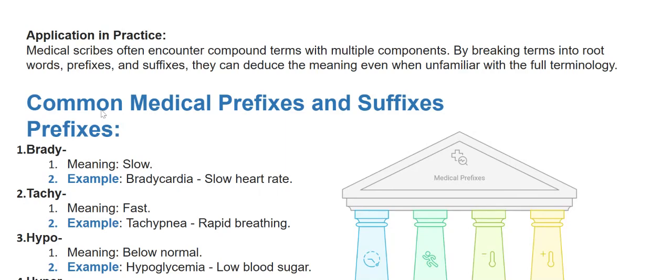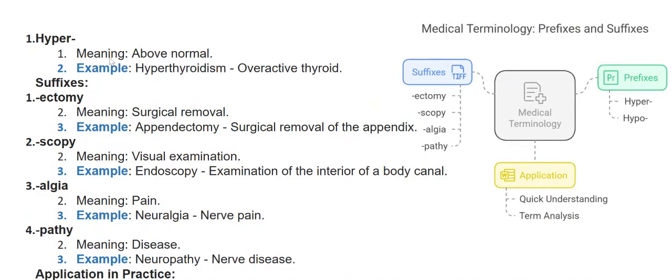Common medical prefixes and suffixes. Prefixes: we have brady, meaning slow. Example, bradycardia, slow heart rate. Tachy, meaning fast. Example, tachypnea, rapid breathing. Hypo, meaning below normal. Example, hypoglycemia, low blood sugar. Hyper, meaning above normal. Example, hyperthyroidism, overactive thyroid. And here is a diagram on medical prefixes.